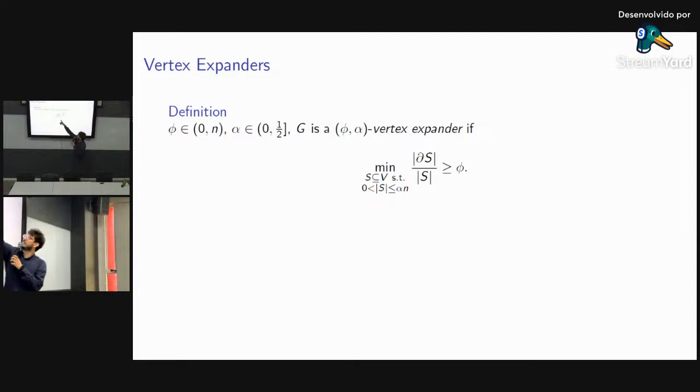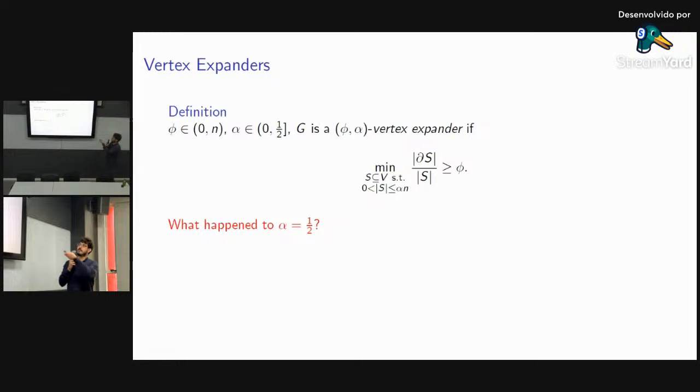Instead, here what we say is we look at sets which are smaller than that. So for example, if alpha is smaller than half, let's say 1 over 10, you have a smaller set, which can guarantee a higher expansion.